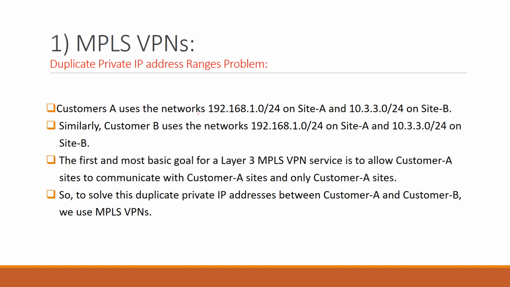Actually, in this slide, it describes that customer A uses network 192.168.1.0/24 on site A, and 10.3.3.0/24 on site B. And similarly, customer B uses the network 192.168.1.0/24 on site A and 10.3.3.0/24 on site B.